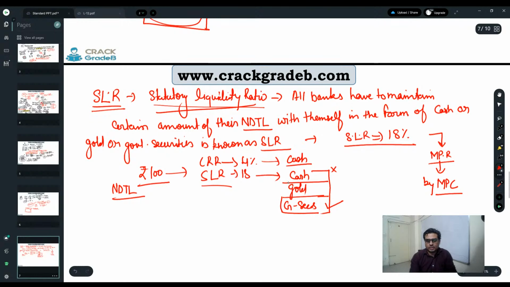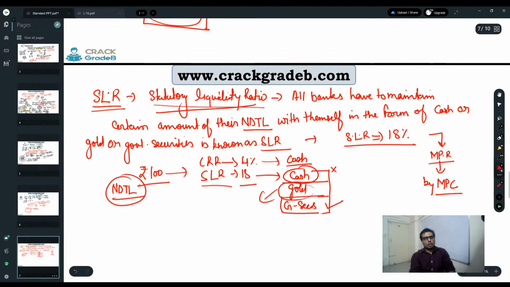Why not cash? Because if they put it in cash, they have to bear the burden of interest payment from their own pocket, because this NDTL is comprised of the deposits made by the customers, and on those deposits the bank has to pay interest. So if the bank maintains this amount also in the form of cash, it has to pay the customer from its own pocket. That is why the bank is not interested in holding cash. So they will go for gold or government securities.